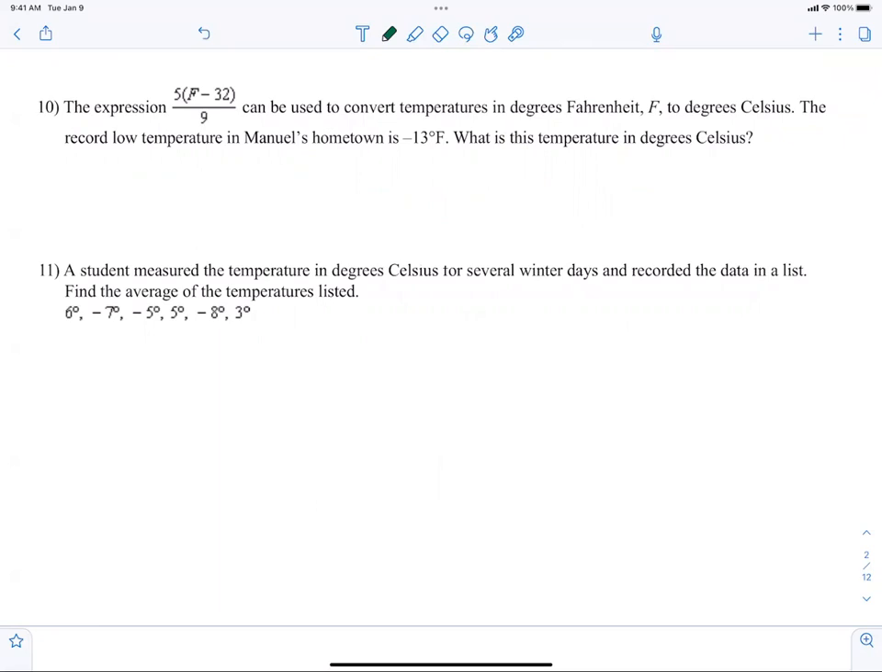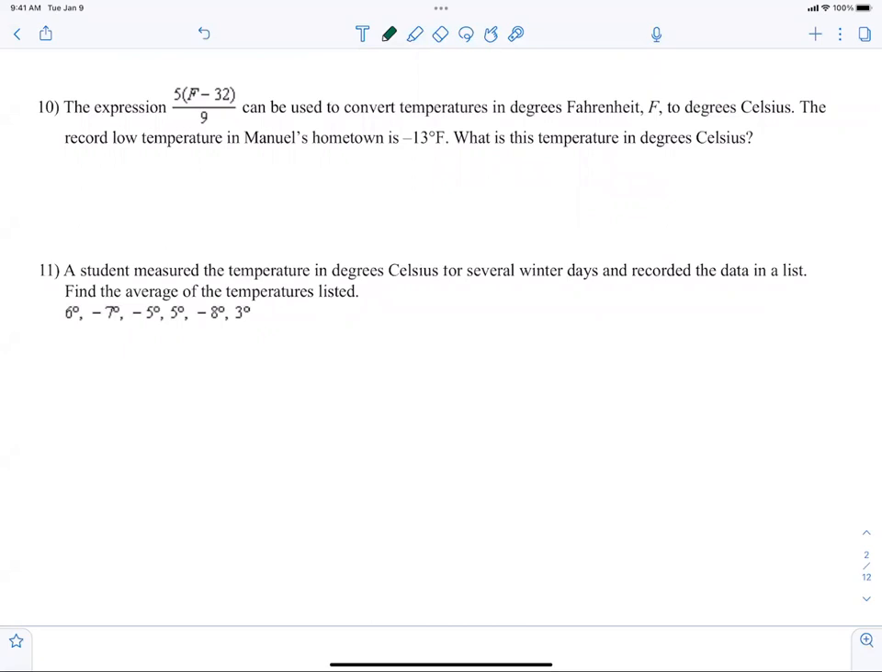Expression 5 can be used to convert the temperature in degrees Fahrenheit F to degrees Celsius. The record low temperature in Manuel's hometown is negative 13. What is the temperature in degrees Celsius? That is the correct formula, by the way. All right, you guys will be converting Celsius to Fahrenheit and Fahrenheit to Celsius.